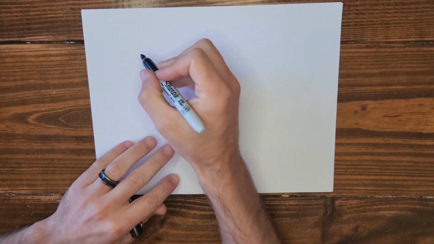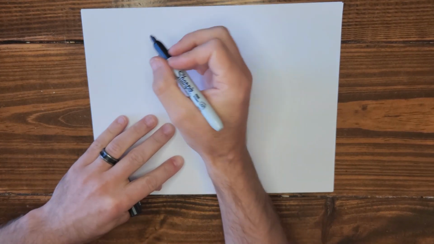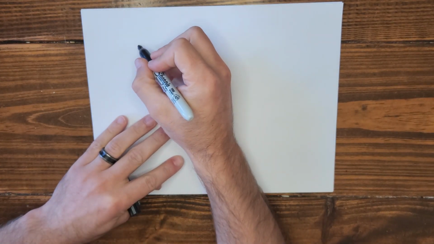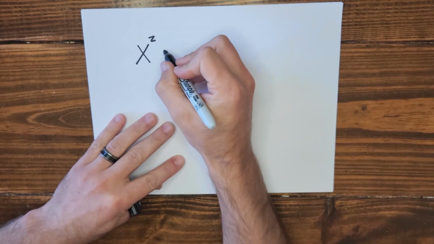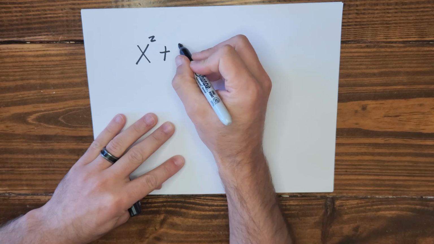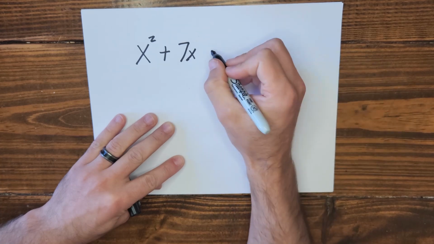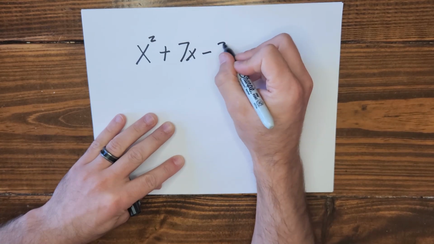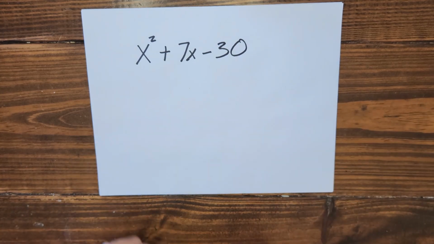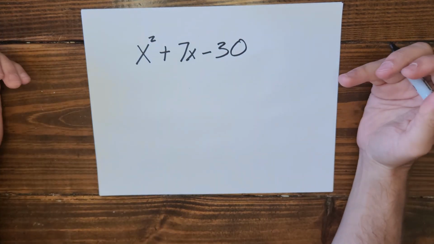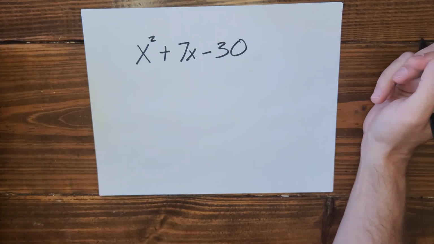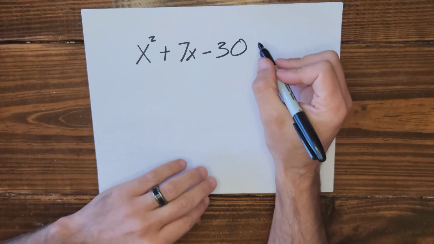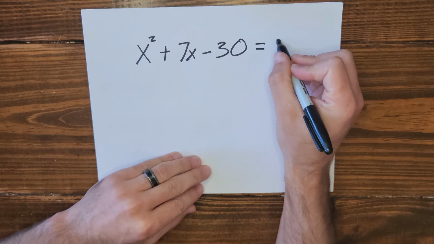Factoring is a way that we can solve what's called a quadratic expression or a quadratic equation that looks something like this: x squared plus 7x, let's say minus 30. So a quadratic expression is like this. An equation, we would just add an equal sign next to it.